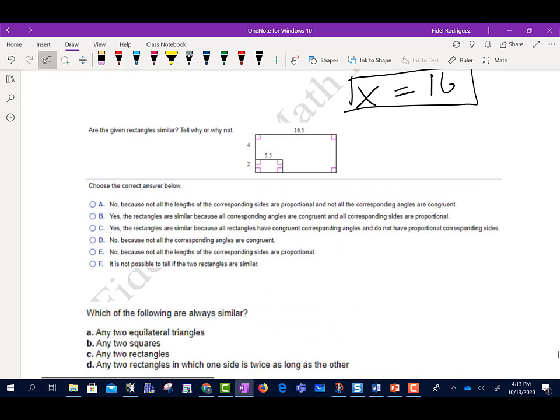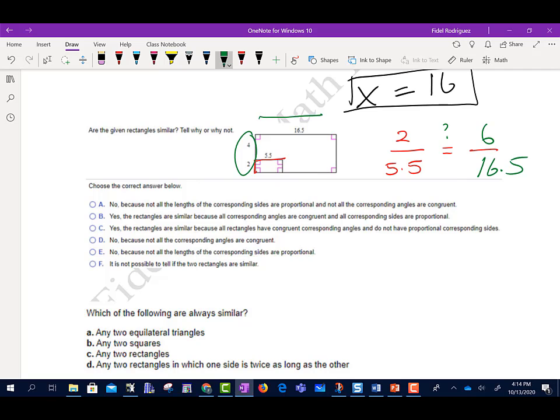All right. Let's take a look at the next problem. It says, are the given rectangles similar? Tell why or why not. If they're similar, then one ratio should be equal to the other one. So if I look at the small rectangle here, the ratio of 2 to 5.5 should be equal to the ratio of this side to that side. Now this side, I'm adding up 2 and 4, which is 6, and that should be over 16.5.